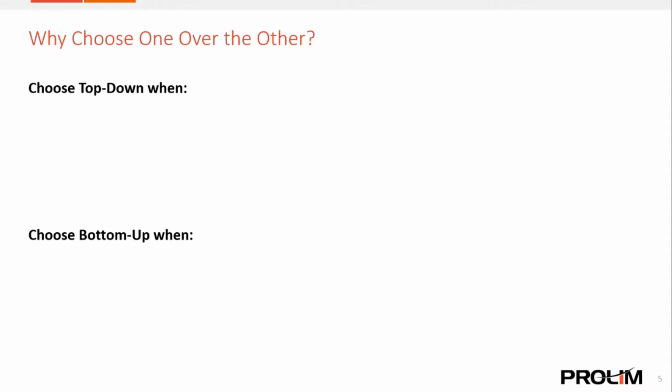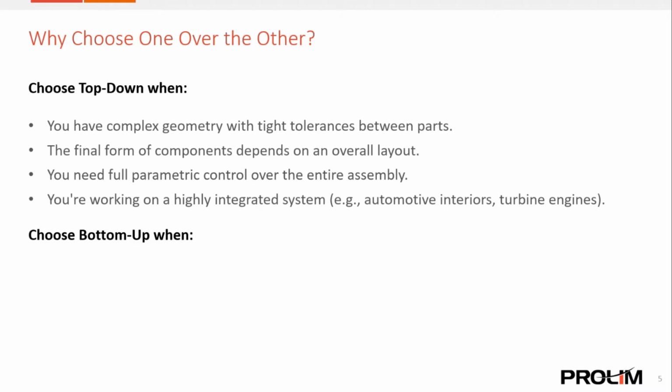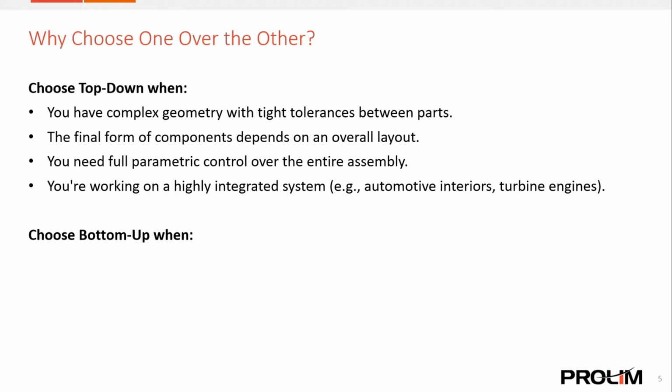You would choose top-down when you have complex geometry with tight tolerances between parts. The final form of the components depends on the overall layout, and you want full parametric control over the entire assembly. You would also choose top-down when you're working with a highly integrated system, for example automotive interiors or even turbine engines.